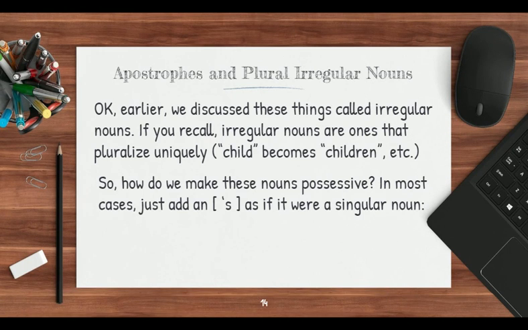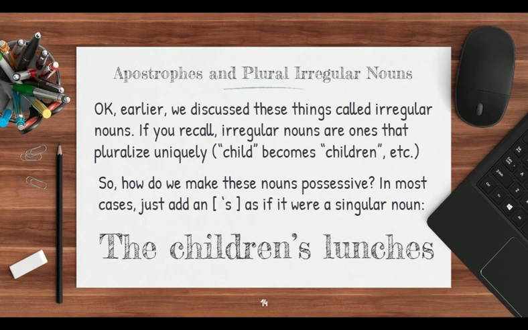there's a new possession rule or a different possession rule for these. So how do we make these nouns possessive? In most cases, we just add an apostrophe S as if it were a singular noun. So remember apostrophe S being the rule to make a singular noun possessive? When we have these irregular nouns, when they're pluralized, we actually apply that same principle. So if the children have lunches, those become the children's lunches. That's how we would mark children as possessive, just a good old-fashioned apostrophe S afterward.